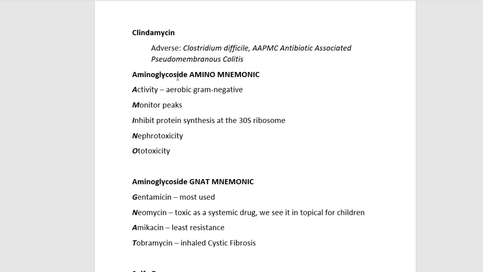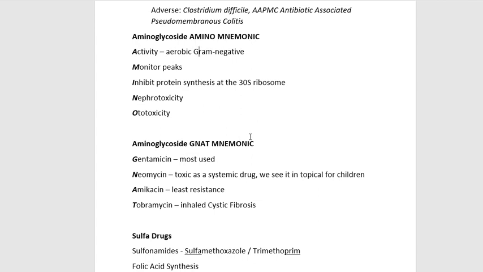Okay. The aminoglycosides, so these affect aerobic gram-negative organisms, and a good mnemonic to use, there's a couple of them, but the good mnemonic to use to know the activity and the side effects is AMINO from aminoglycoside. So A for activity, it's aerobic gram-negative, and that's a proper noun. M, monitor peaks. So we need to monitor the peaks to make sure that we're getting enough medication, but we're also not being toxic. I, how does it work? It inhibits protein synthesis at the 30S ribosome. And then what side effects do we have? So the NO from aminoglycoside also remind us of nephrotoxicity to the kidney, ototoxicity to the ear.